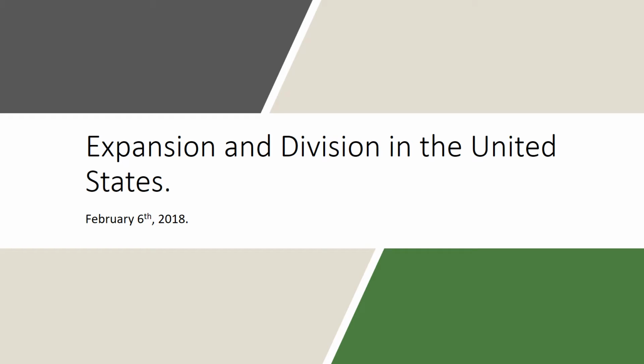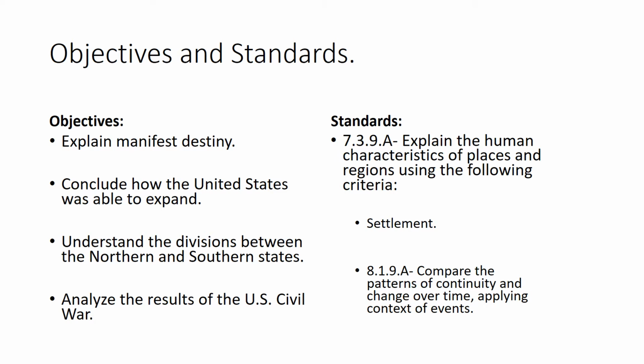So today we're going to focus on some of the things you already know about, maybe from other history classes or other things you've learned or watched, but we're going to talk about expansion and division in the United States. So our objectives and standards are to explain manifest destiny, to conclude how the United States was able to expand, to understand the divisions between the northern and southern states, and to analyze the results of the U.S. Civil War. Take a moment there and look over the standards.